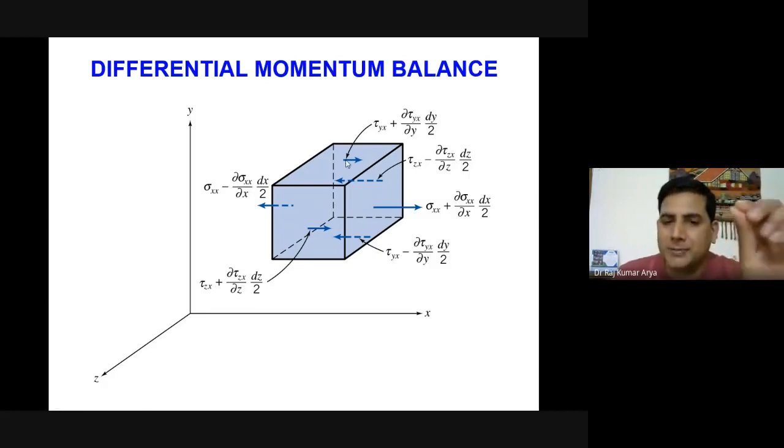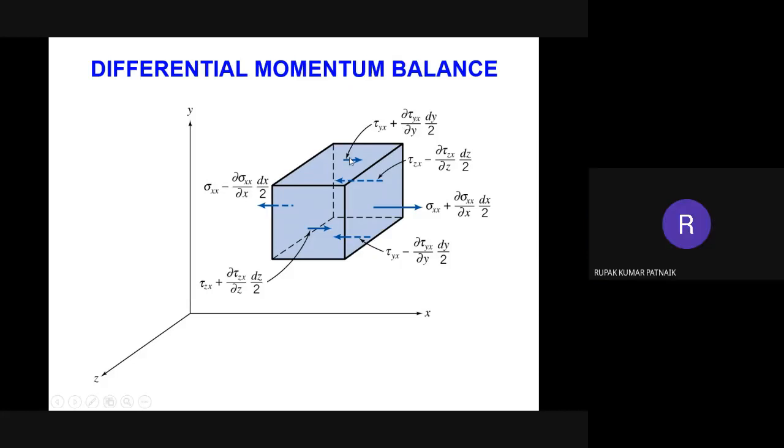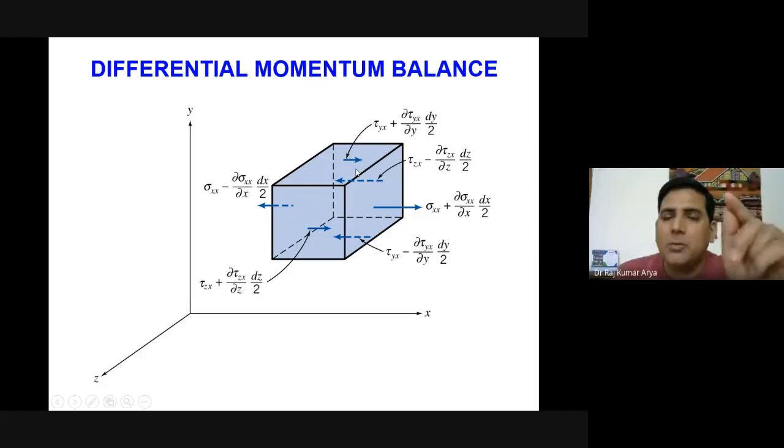So if you are talking about this y plane, the y plane will again have three stresses, right? Tau yx, tau yy, and tau yz. Correct or not? So only tau yx will act in direction x, so you just took only that one.